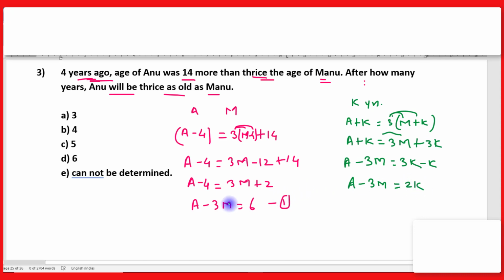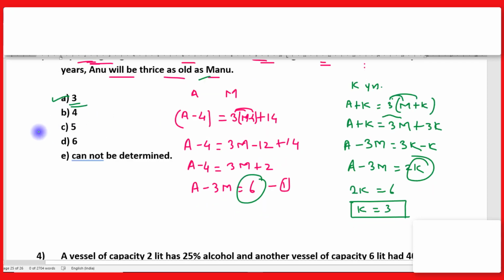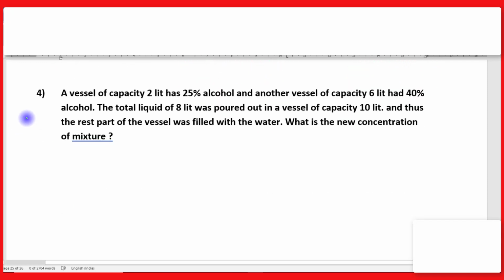But here A minus 3M is equal to 6 and A minus 3M is equal to 2K, and that means 2K is equal to 6, and so K is equal to 3. So after 3 years Anu will be thrice as old as Manu. So option A is correct, 3 years. Now let us move to the next question.